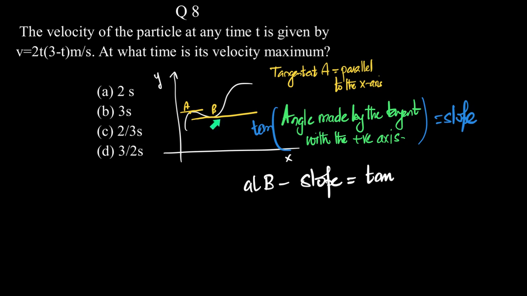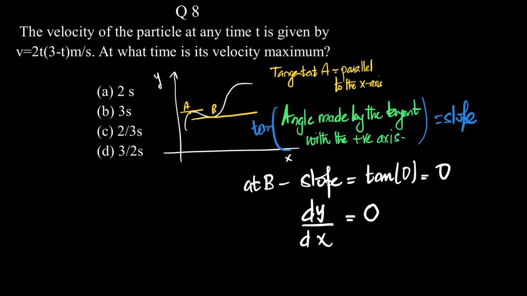Now, if this is the tangent and this is x-axis, what is the angle between these two? The angle between these two is 0 degree. Now, what is tan 0? Tan 0 is 0, which means at B, slope is 0, right? Now, what is slope? Slope here is basically change in y-axis with respect to change in x-axis. So this slope is now equal to 0, right?